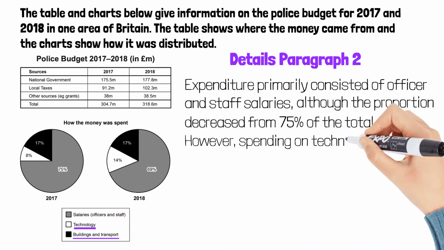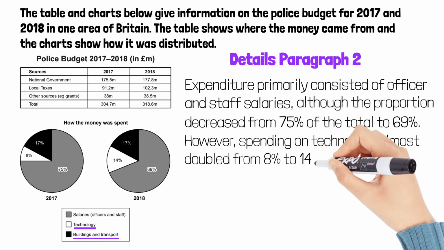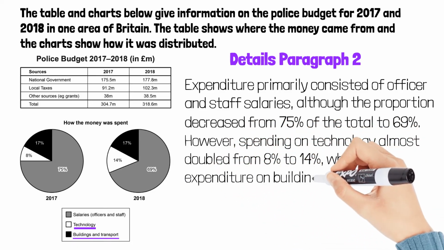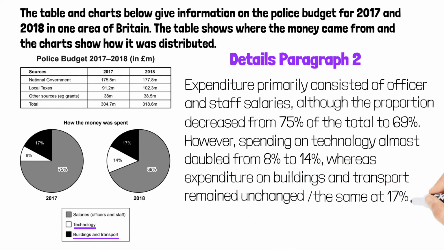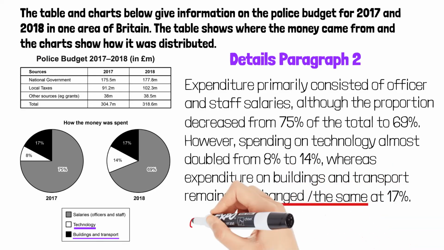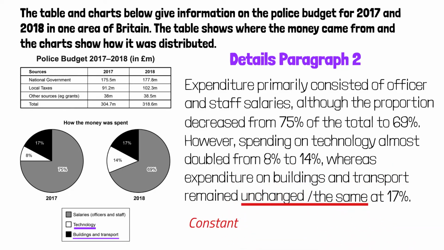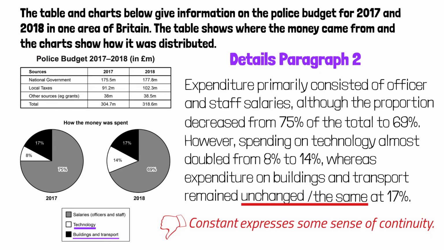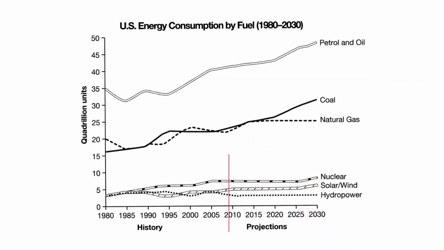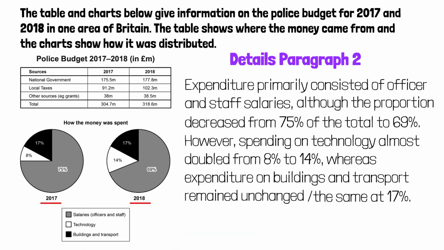However, spending on technology almost doubled from 8 to 14%, whereas expenditure on buildings and transport remained unchanged, or you can say remained the same at 17%. Here, can we use remained constant? It's not wrong, but constant is definitely not the best word choice here. This is because constant expresses some sense of continuity. It's normally used when there are a lot of data points over a period of time. In this simple two-point analysis, it's better to remove the sense of continuity and use unchanged or the same.